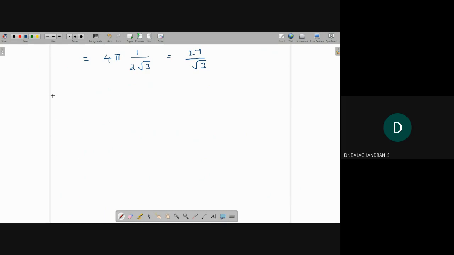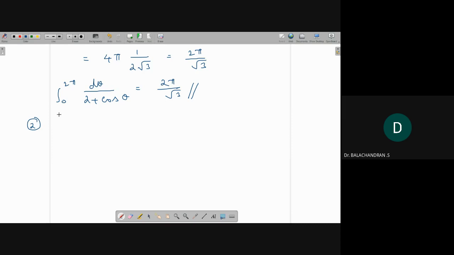So the integral over 0 to 2 pi of d theta divided by 2 plus cos theta is equal to 2 pi by root 3. So the problem is over. Now I'll go to the second problem.